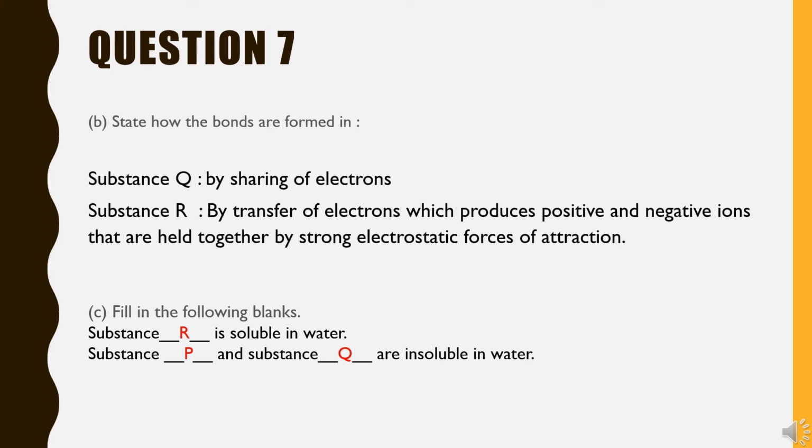Based on the conductivity, substance Q is a covalent compound while substance R is an ionic compound. Therefore, the covalent bond in substance Q is formed by the sharing of electrons, while the ionic bond in substance R is formed by transfer of electrons, which produces positive and negative ions that are held together by strong electrostatic forces of attraction. So, R is soluble in water, while P and Q are insoluble in water.